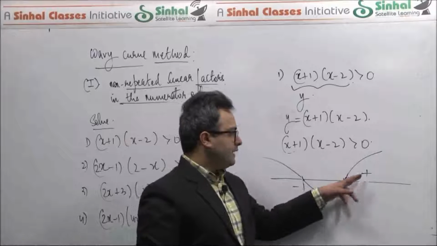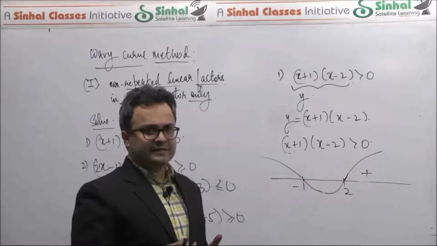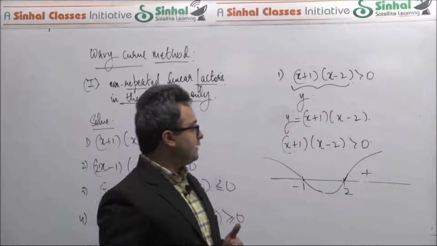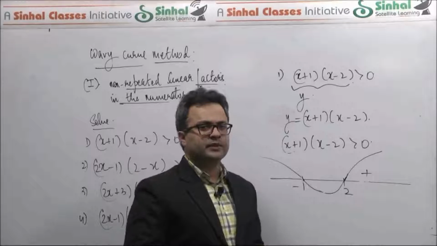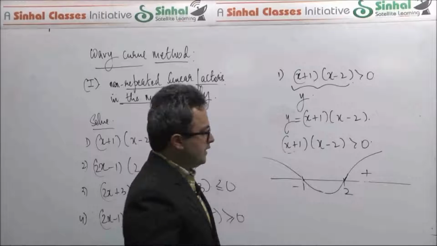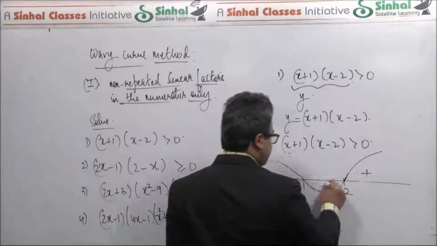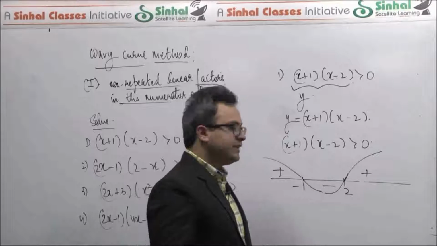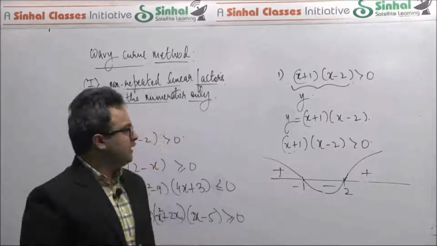So wherever the wave is above the axis, the expression will assume a positive sign, and wherever the wave is below the x-axis, the expression will assume a negative sign. So you get a positive sign over here, a negative sign over here, and a positive sign over here again. That is essentially the interpretation of the wave.